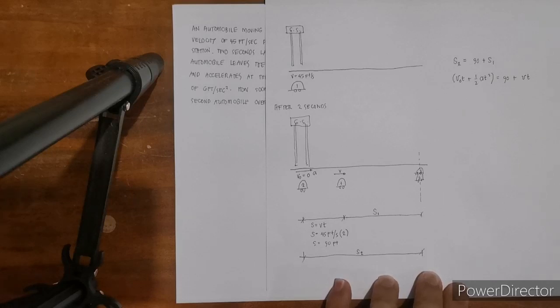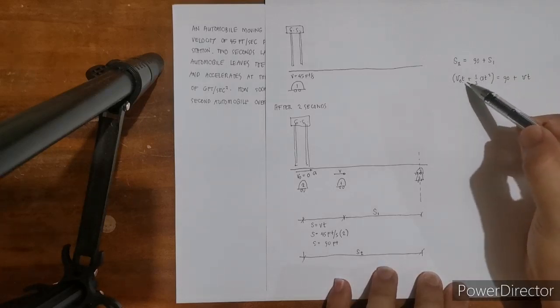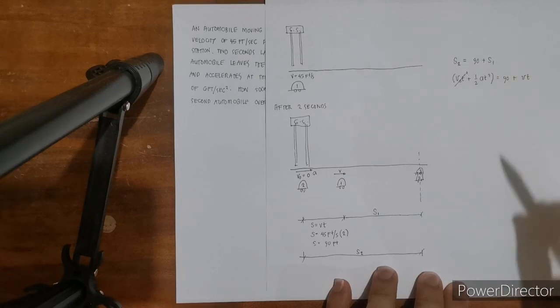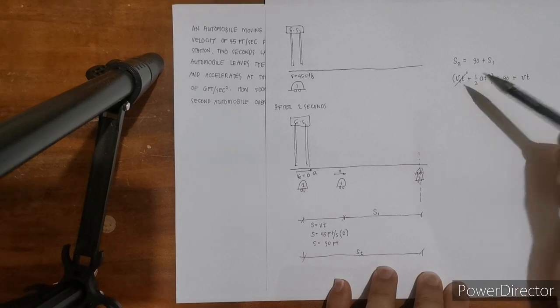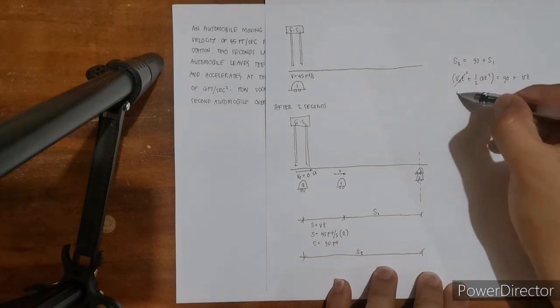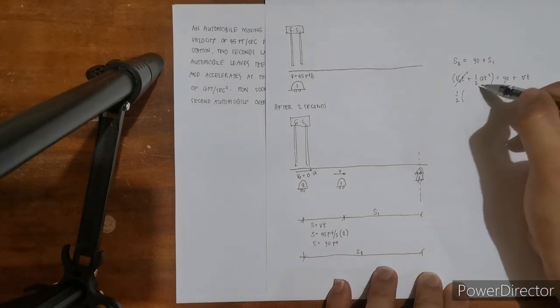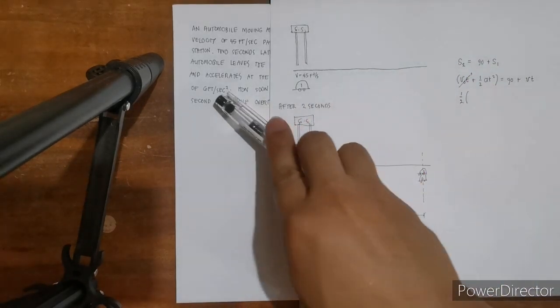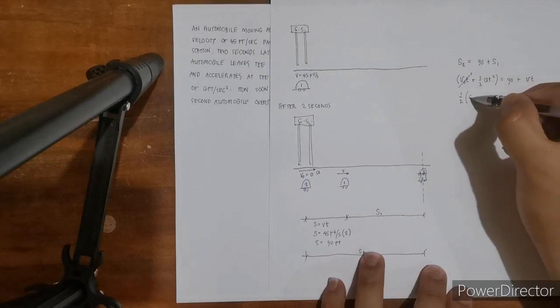Let's substitute yung mga given. The initial velocity of second automobile is equivalent to 0. So that will be cancelled. 0 times t is still 0. So that is 1/2, multiplied by the acceleration, it will accelerate at the rate of 6 feet per second square.